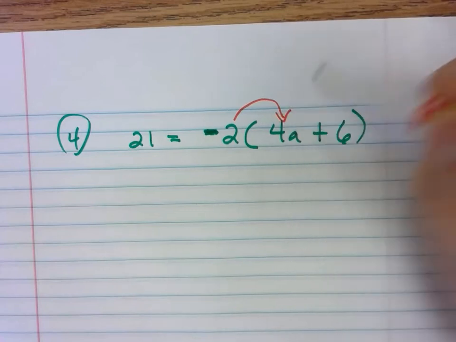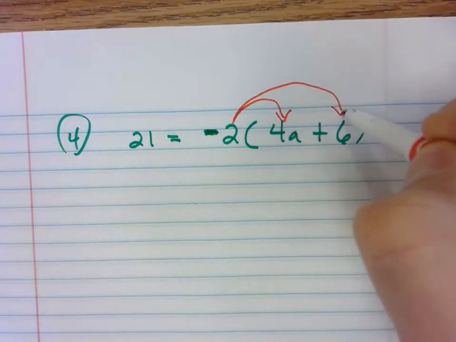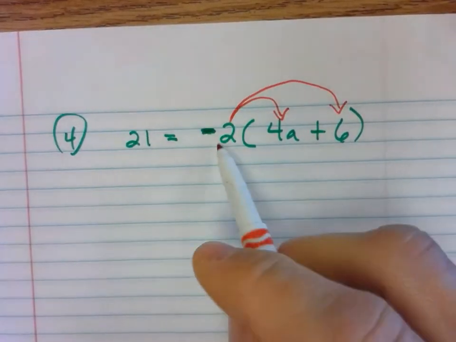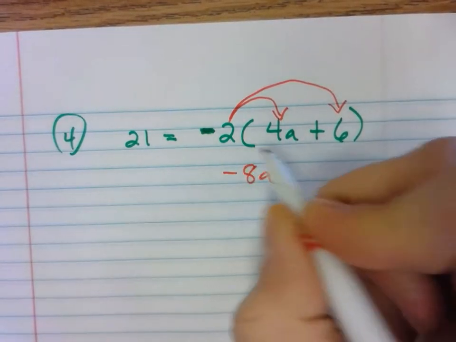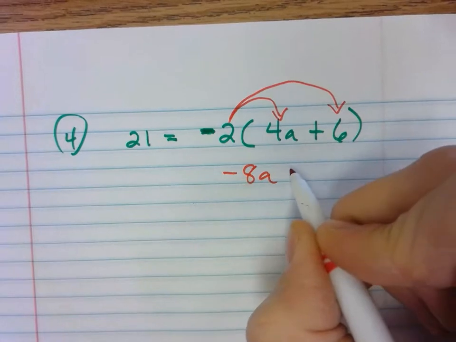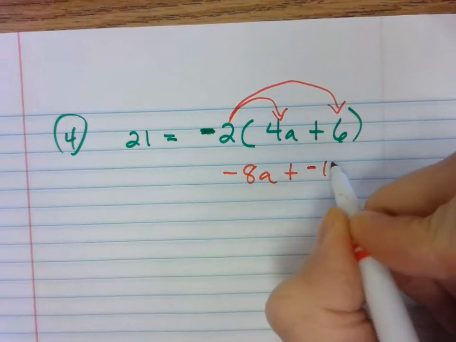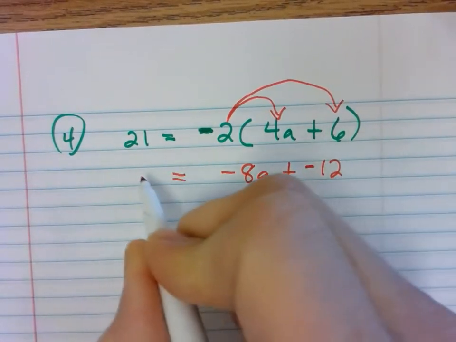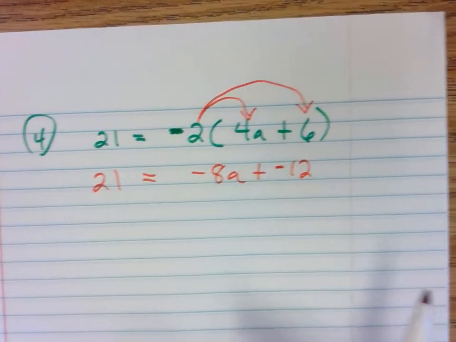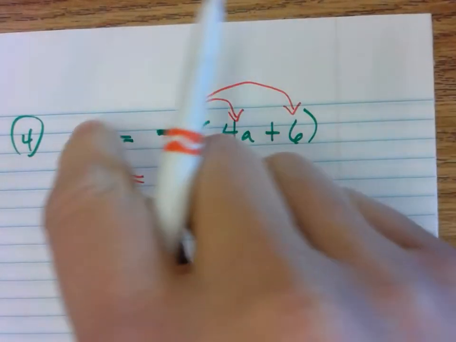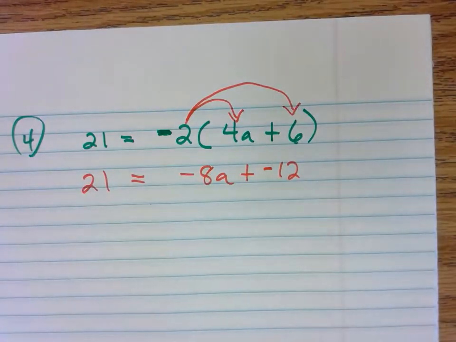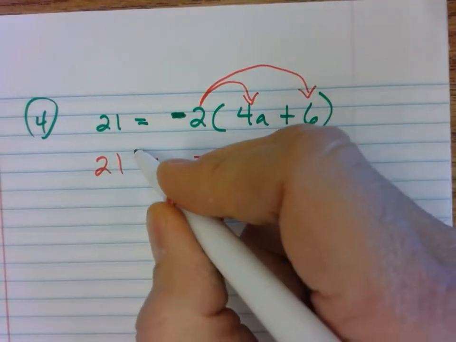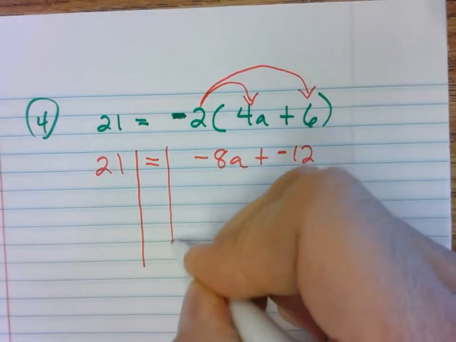Okay. Now, I'm going to do distributive property. So I'm going to draw my little arrow out there, and I'm going to draw my little arrow out there. Okay? Negative 2 times 4a would give me negative 8a. Negative 2 times 6 is going to give me negative 12. Now again, if you don't like it being written this way, you could take that and put it on the left, and you can take the 21 and put it on the right. Basically just shift everything around. But I'm trying to show you that it doesn't matter either way. You can still work it from where it's at.